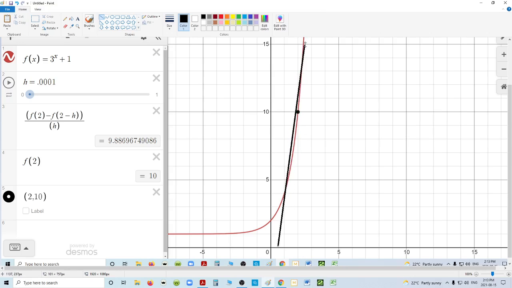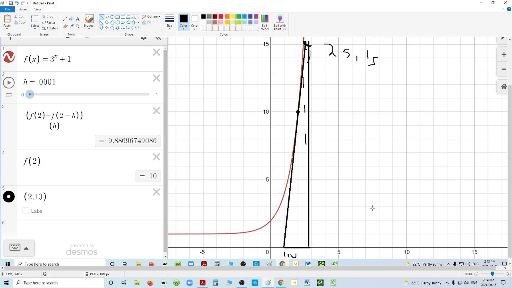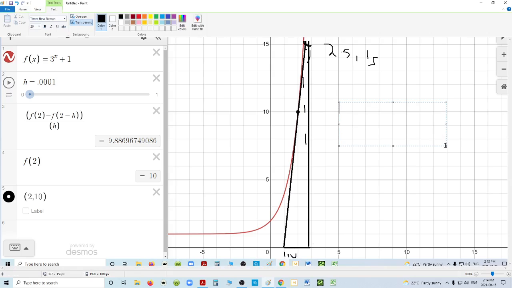Probably something like that. Even that's not right. Close. Probably something like that. And we can see we have a nice dot right here at 1, 0. And that dot there is 2.5, 15, which means if I draw a straight triangle down like that, and a straight triangle across like that, my delta x is 2.5 minus 1, which is 1.5, and my delta y is 15 minus 0, which is 15. Then 15 divided by 1.5 is the slope of my tangent.